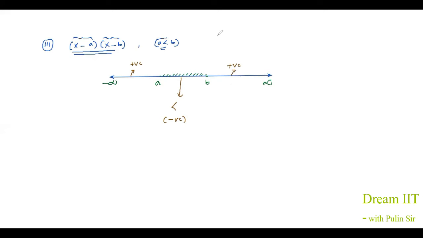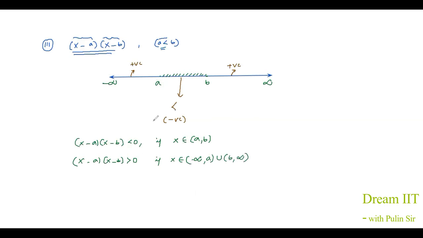So now if I write the conclusion, I can say it like this: (x minus a)(x minus b) will be negative if x is in the open interval (a, b), and (x minus a)(x minus b) will be positive if x belongs to where? This side: minus infinity to a, or, meaning union, b to infinity. So these two are the very important observations which you have to make.